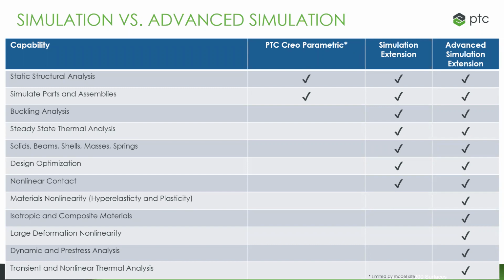And from that point, if you really want to take in the full scope of this tool and be able to take this to the next level and understand fully how your models are performing, we would work with the Creo Simulate Advanced option. This is starting to take into all these different options that we have from nonlinearity, isotropic and composite materials, large deformations, dynamic analyses. If you really want to understand how those models are performing, that's where you would take it into the Creo Simulate Advanced option. But a few different options depending on exactly what you want to focus in on.